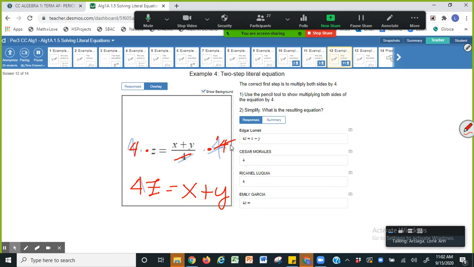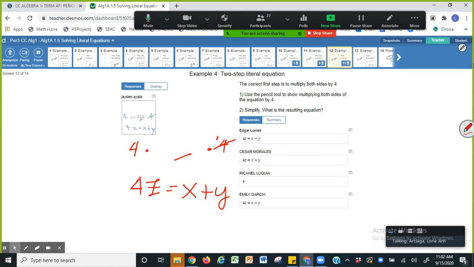All right, so you multiply the 4 to the z, and then you'll leave the x plus y as is on the right-hand side. Yeah, so you'll have something like 4z equals, very good, very good. If you could please share your answers so those who are needing a little bit of help can also see them. Nice one. All right.